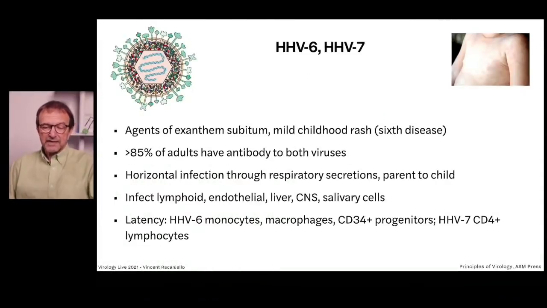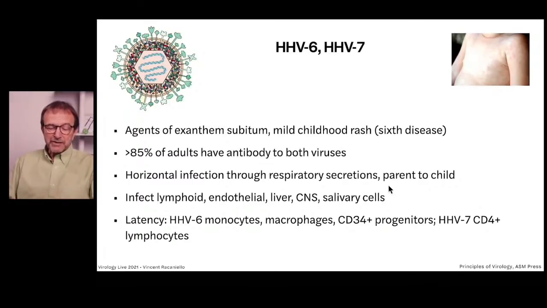Okay. Last herpes viruses, number 6 and 7. These cause rashes. Exanthem subitum, our pediatrician here should know about this. Called sixth disease, right? After all those 6 childhood rash diseases. Most kids get infected. 85% of adults have antibody to both viruses.